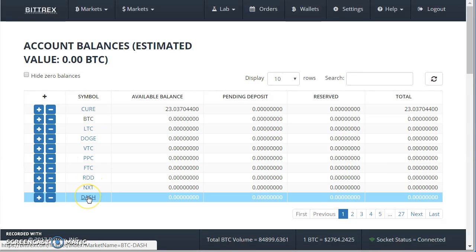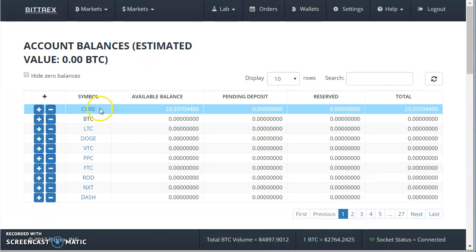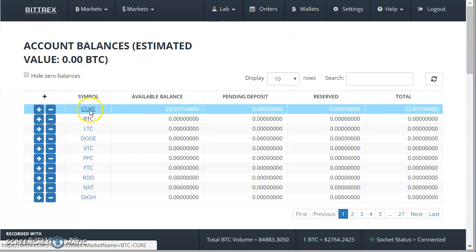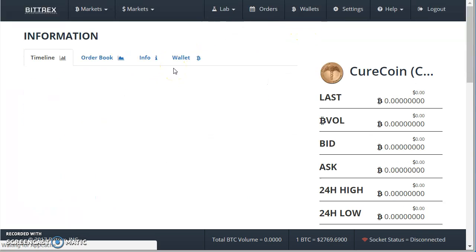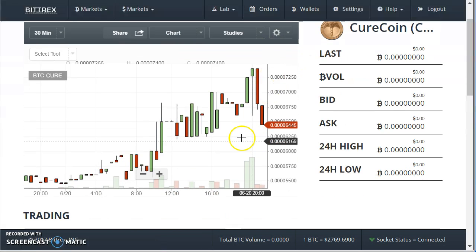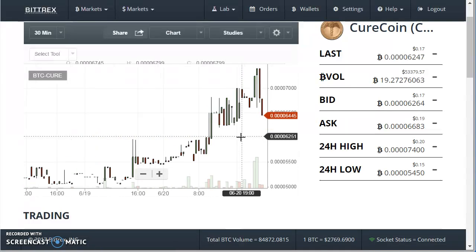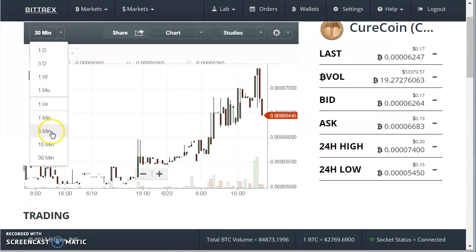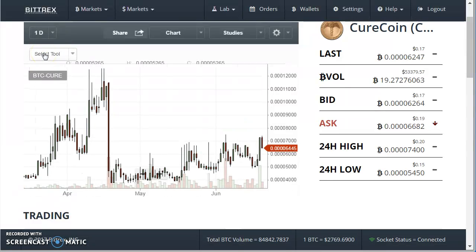NXT is for next, Dash is Dashcoin. So what I want to show here is, let's click on CureCoin as an example. So click on CureCoin, and I can look at this chart here. This is a trading chart set on 30-minute intervals. Let's go back to 1 day interval.